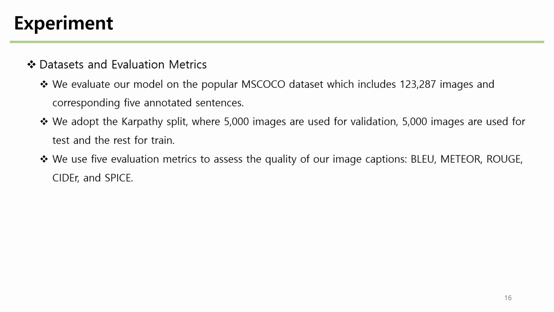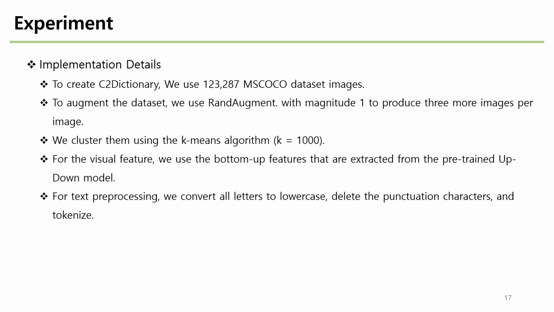From now, I'll talk about the experiment. For datasets and evaluation metrics, we did as follows. We evaluate our model on the popular MS-COCO dataset, which includes 123,287 images and corresponding 5 annotated sentences. We adopt the Karpathy split, where 5,000 images are used for validation, 5,000 images are used for test, and the rest for train. We use 5 evaluation metrics to assess the quality of our image captions: BLEU, METEOR, ROUGE, CIDEr, and SPICE.